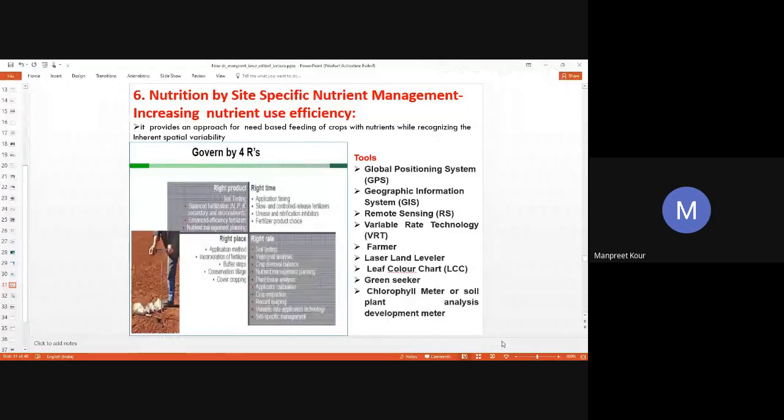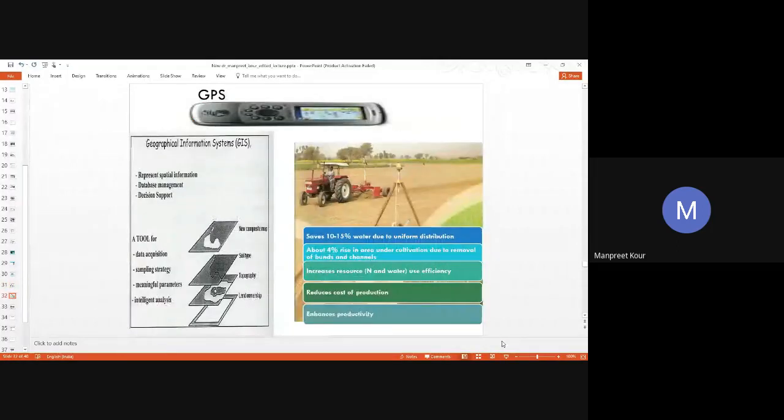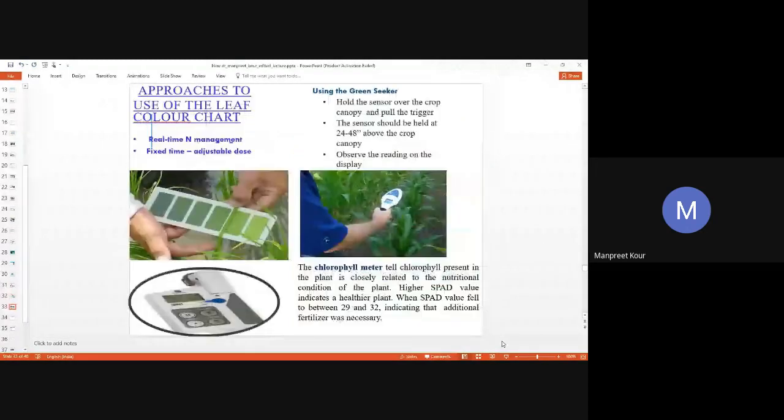Another SSNM approach is the use of the leaf color chart. We all know that we match the leaf strips with the different plates that are given. And at the back of the leaf color chart, there are given sufficiency levels or deficiency levels, and according to that we have to top dress our nitrogen.